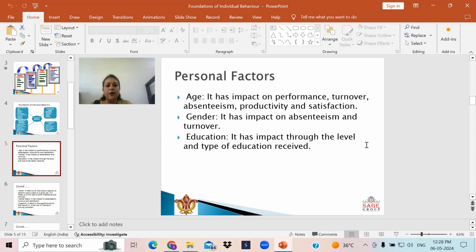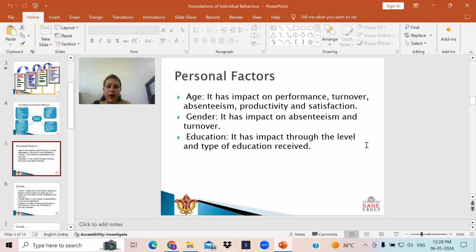If we are male or female, that again impacts the personal factors or our behavior. For example, in comparison to males, females have many more responsibilities on their shoulders after marriage, so that also changes their behavior.